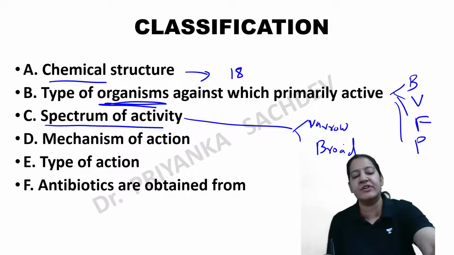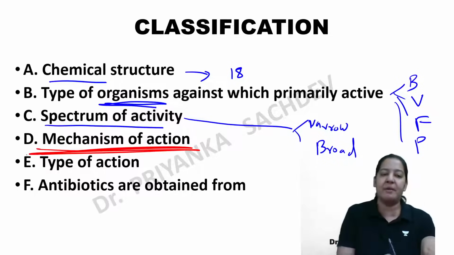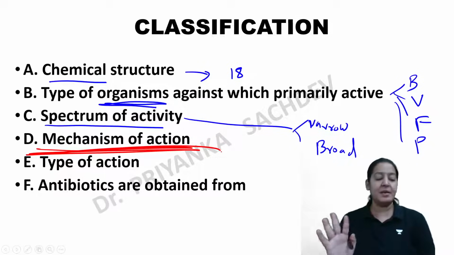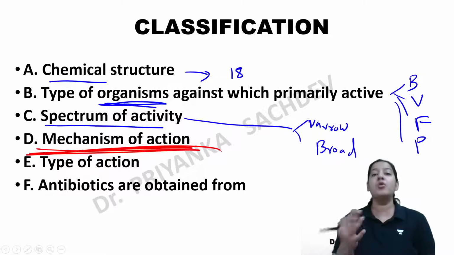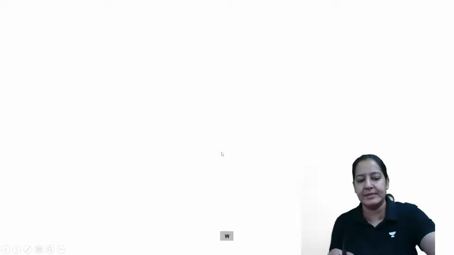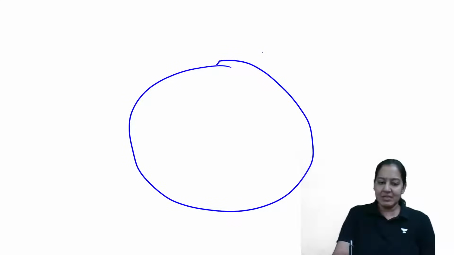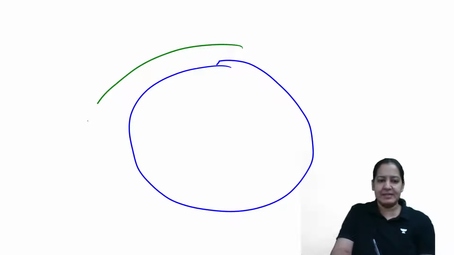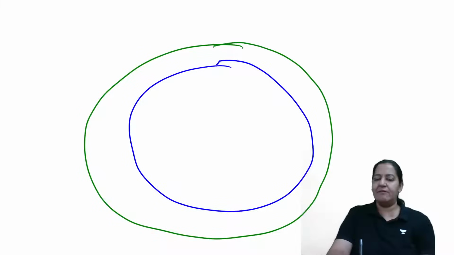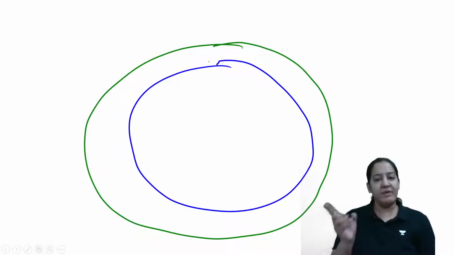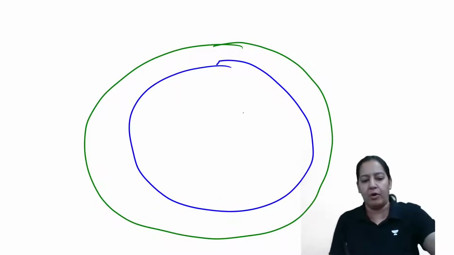The most important classification is the fourth one, based on their mechanism of action. For explaining the mechanism of action, I would like to draw the diagram of one bacteria or one organism. See, in this diagram, this is the cell membrane. Just above the cell membrane, this is the cell wall, right? All bacteria have a cell wall, whether gram positive or gram negative. So one is the cell membrane and the outermost is the cell wall.